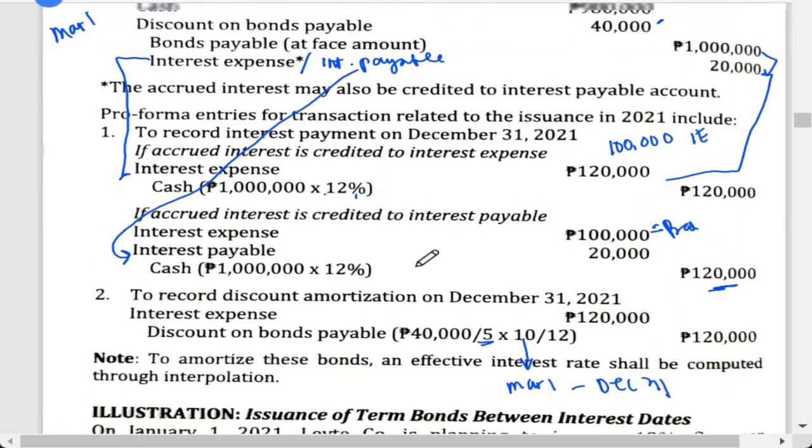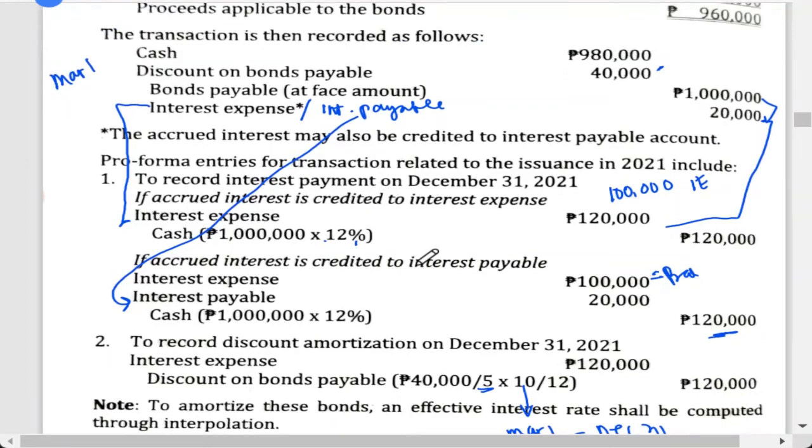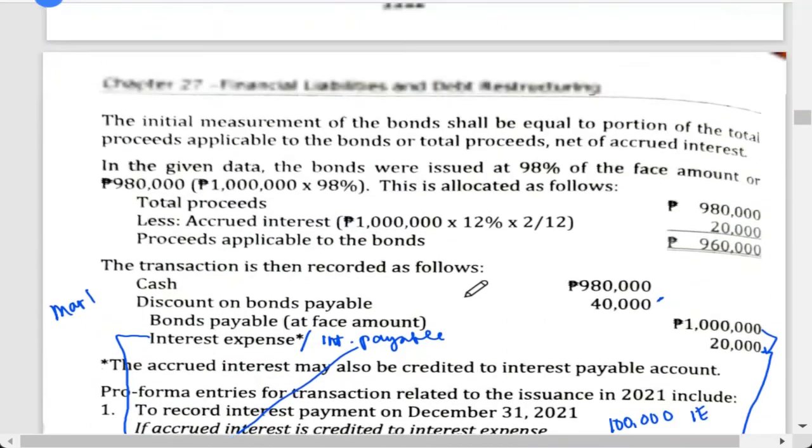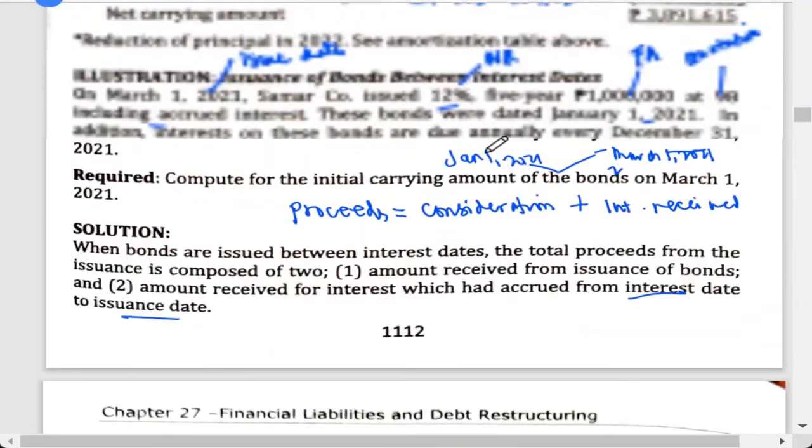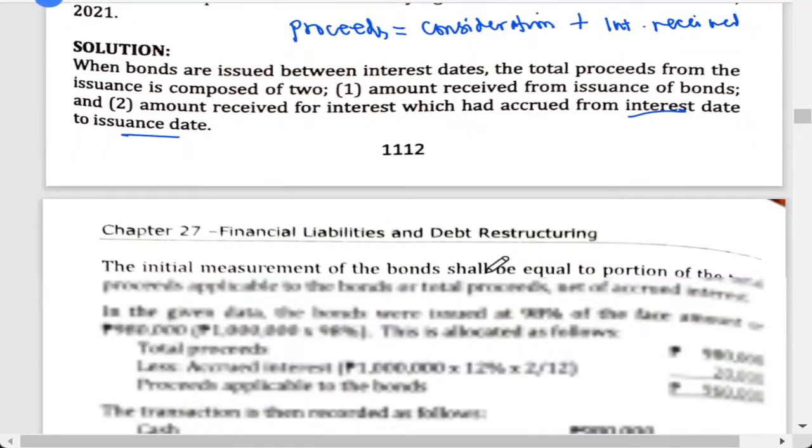So, how much now is the discount on bonds payable balance? How much is left? Okay, is that right? 40,000. Is it 120? Okay, 40,000 divided by 5 times 10 over 12. So, an amount is missing here. How many years is it? Is that right? 5. Okay, 5 years.